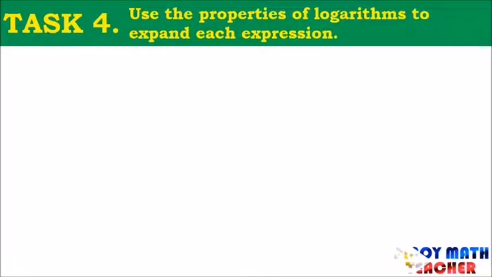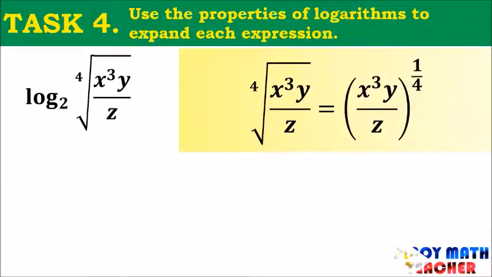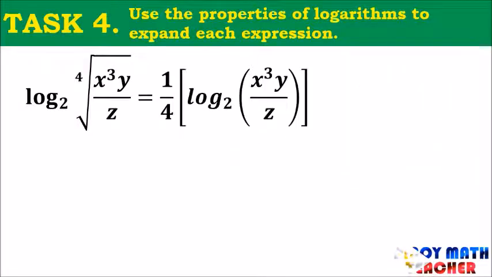Another example natin, so given logarithm of 4th root of x cubed times y over z to the base 2. So yung argument natin na 4th root of x cubed times y over z ay pwedeng isulat as x cubed times y over z raised to 1/4. Okay, ito na yung ating bagong argument kung saan yung exponent na 1/4 ay pwedeng ilipat sa unahan ng logarithm gamit yung logarithm of an expression to a power. So we have 1/4 times logarithm of x cubed times y over z to the base 2.